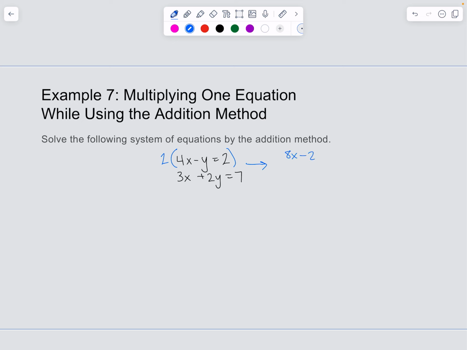8x minus 2y equals 4. You distribute it all the way across. This one stays the same. We did not do a single thing to this one.